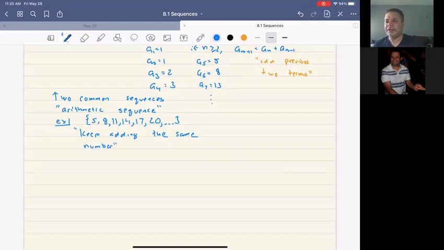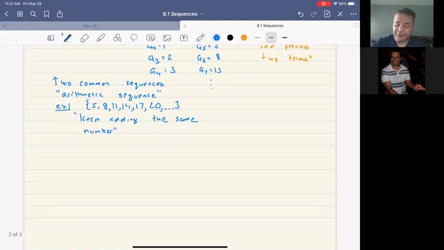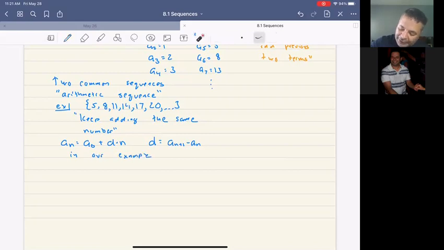Very much like a linear function, or a line actually, okay? And we're going to have the same sort of thing. Our a sub n equals some a sub 0 plus d times n, where d is that constant thing we're adding together. So in our example, d equals the 3 that we add every time.